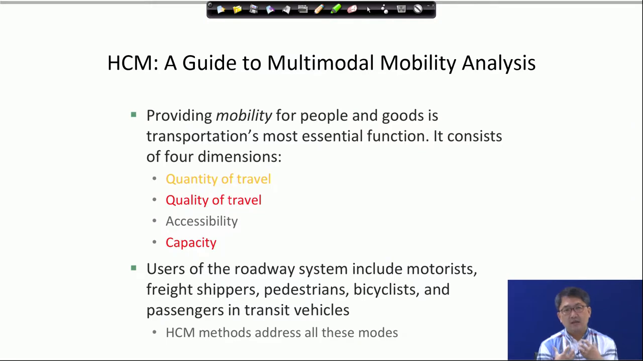So the core of the multimodal analysis is not about providing capacity to everyone. It goes with the demand management strategy, which will have an impact on cars. So that's something I can convey the message on later as well.